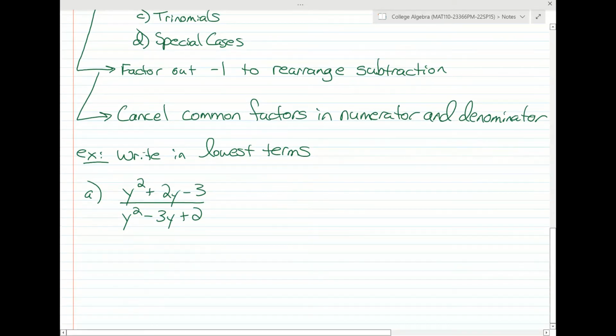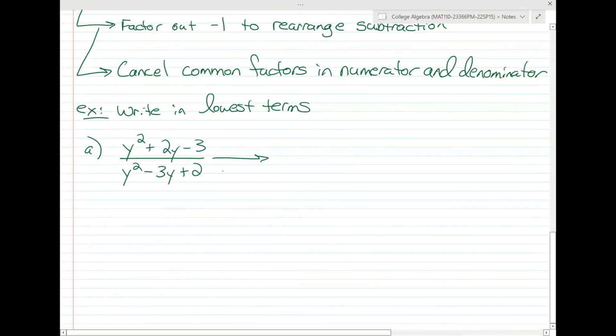What I said is we want to cancel out common factors. So you can't do this because those aren't factors. A factor is just something that you multiply times something else. So you can't just cancel out things if they're addition or subtraction. So the first step we want to do is factor this completely. So we'll factor y squared plus 2y minus 3, and then we also want to factor y squared minus 3y plus 2, just like we've learned how to do.